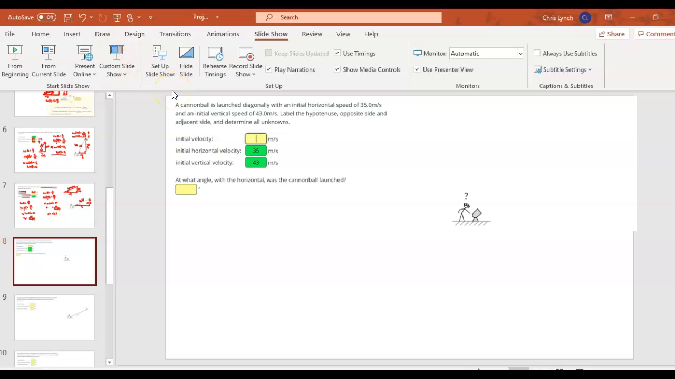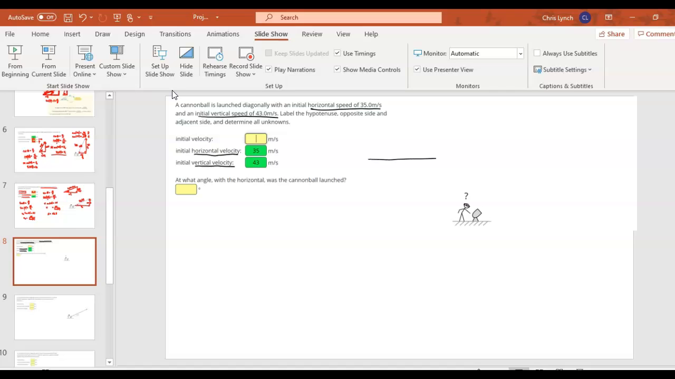All right, so it says a cannonball is launched diagonally with a horizontal speed. Okay, so they're giving us a horizontal speed of 35 meters per second. And so we just plug that in here as our horizontal velocity. And an initial vertical velocity of 43 meters per second. So we just plug that in here, 43 meters per second. And that's easy. It says label the sides of a triangle and find the unknowns.